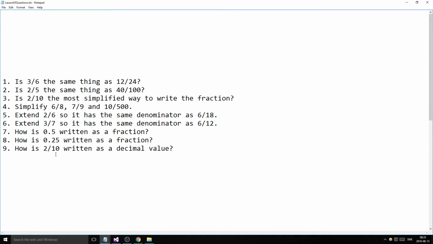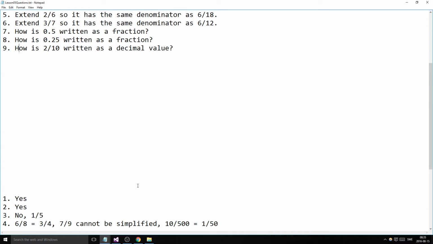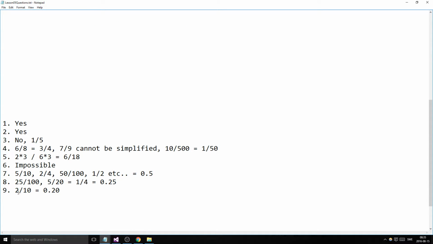Well, how is 2 divided by 10 written as a decimal value? Well, 2 divided by 10 is easy. 0.2. Very easy. And we could simplify this even more. 1/5. 1 divided by 5.